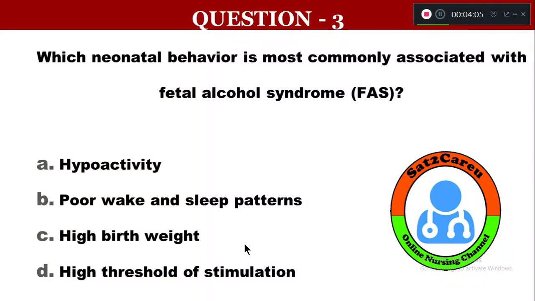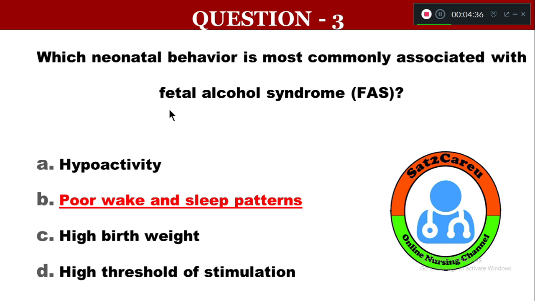Now move on to question number 3. Which neonatal behavior is most commonly associated with fetal alcohol syndrome? Option A, hypoactivity; B, poor wake and sleep pattern; C, high birth weight; D, high threshold of stimulation. The characteristic neonatal behavior commonly associated with fetal alcohol syndrome is, the right answer is option B, poor wake and sleep patterns.